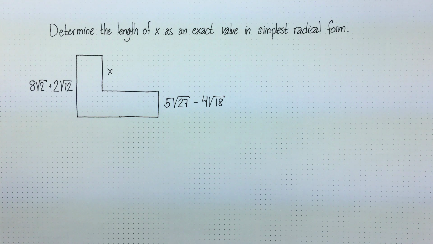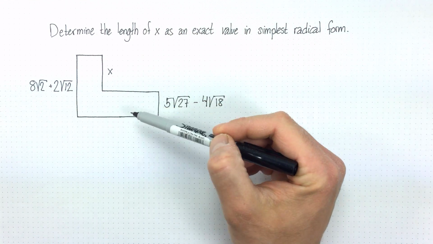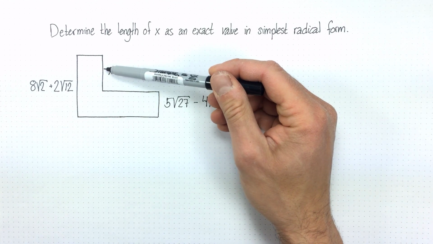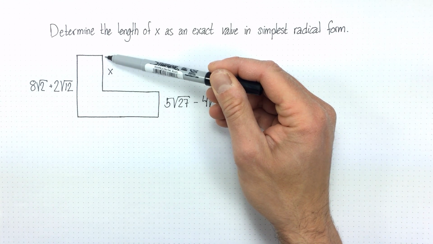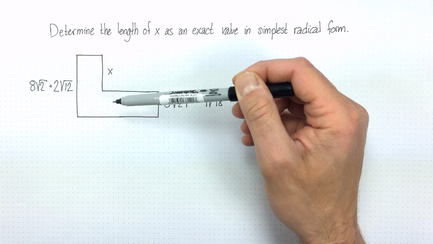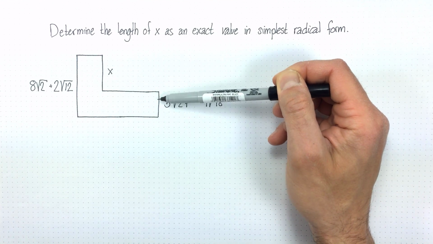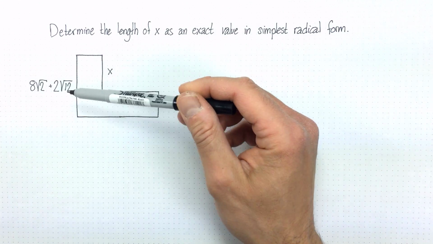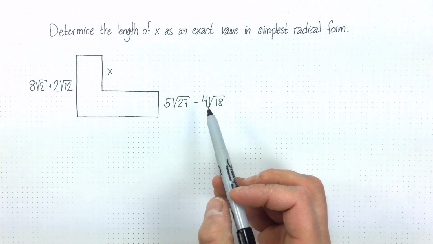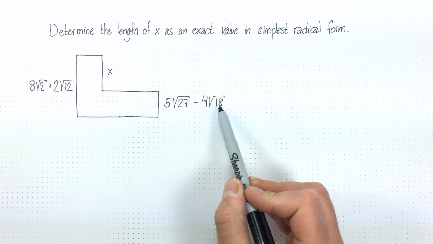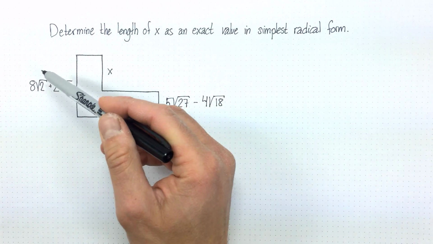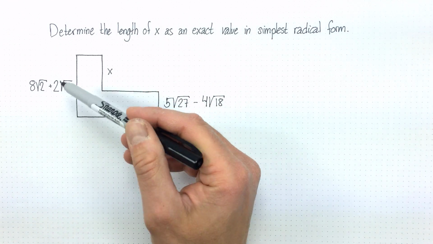Determine the length of x as an exact value in simplest radical form. So if we take a look at this figure here, we'll see that the length of this side will be the length of this side minus the length of this side. Okay, so we can put this together as an expression where we subtract the length of this side from the length of this side, which is this.